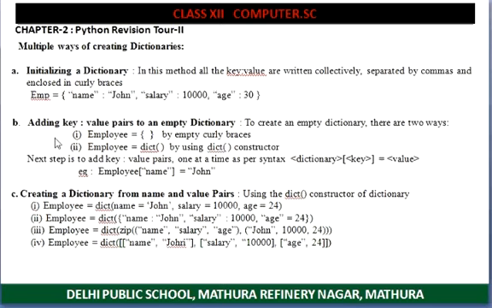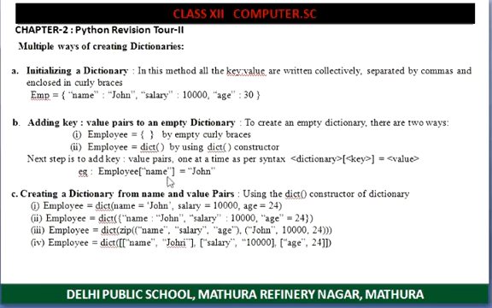Then adding key value pair to an empty dictionary. So first create the empty dictionary, then add the key value pair association. To create an empty dictionary, there are two ways. First, you can create an empty dictionary by curly brace. Second, by dict constructor. Then the next step is to add key value pairs with the help of the syntax dictionary[key] = value. So first create the empty dictionary, then add the key value pairs.